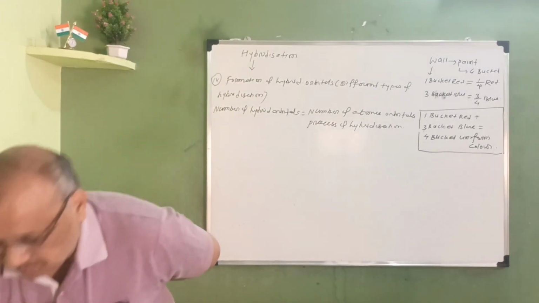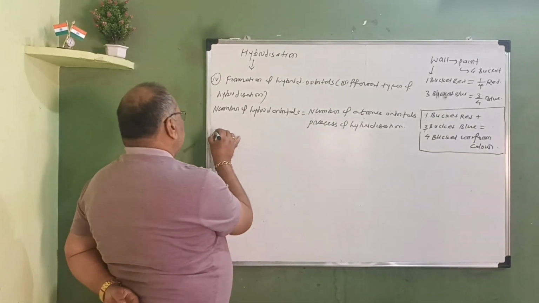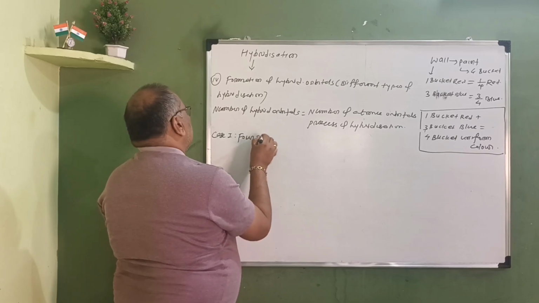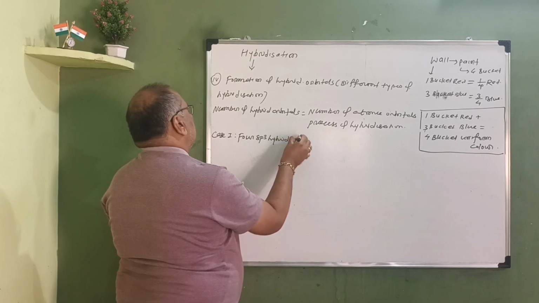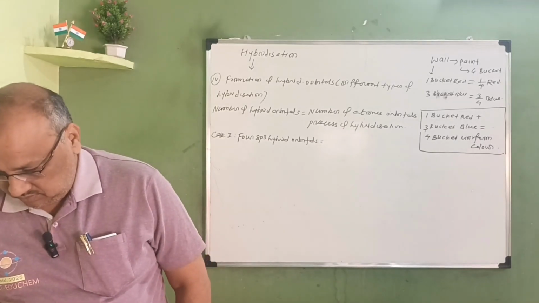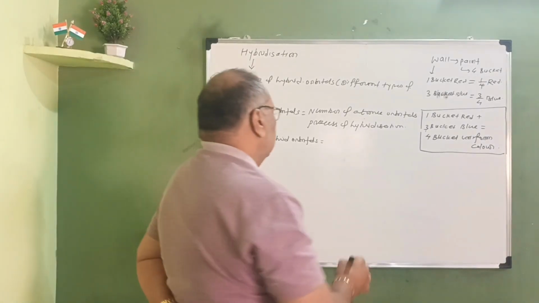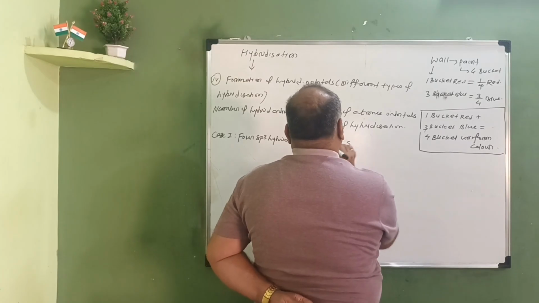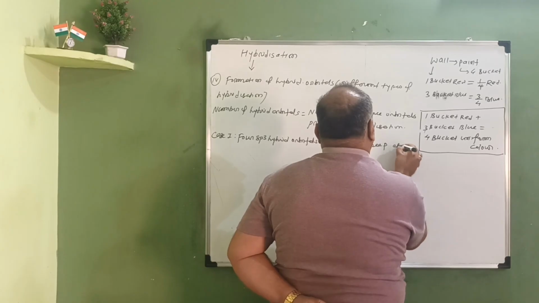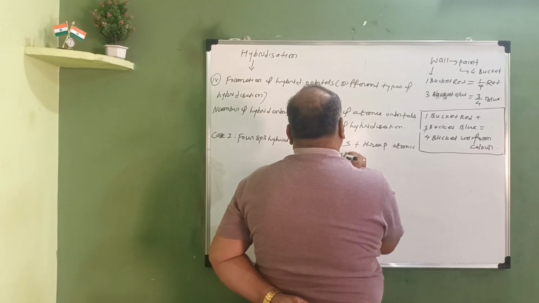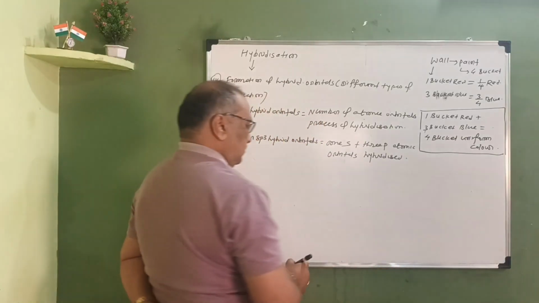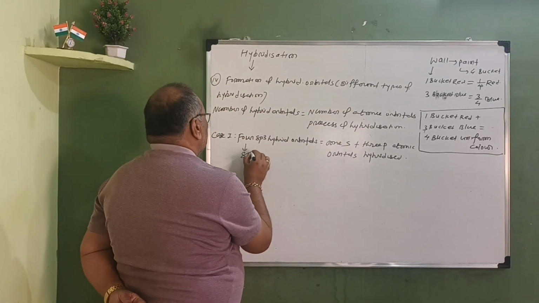Now here write down case 1. Four sp3 hybrid orbitals are formed when one s and 3p atomic orbitals are hybridized, and the process is called sp3 hybridization.